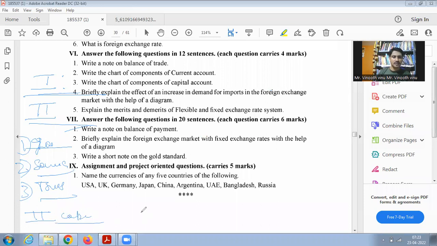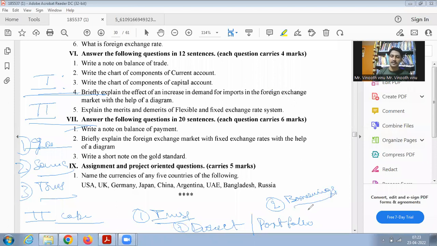Then we come to the second heading, that is capital account. Under that, there are three. First one is investments. There are two types of investments: direct investments and portfolio investments. Second one is borrowings, foreign borrowing from countries, governments, or international institutions, etc. Then third one is interest payments.